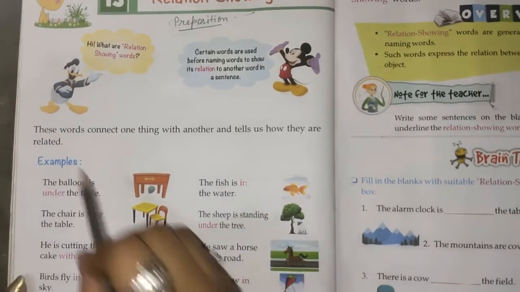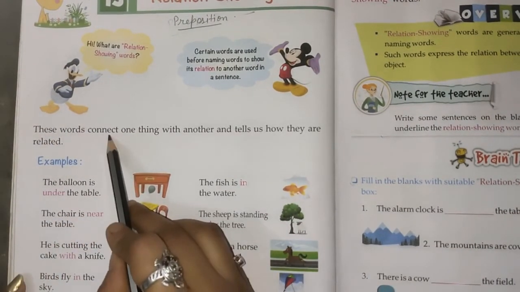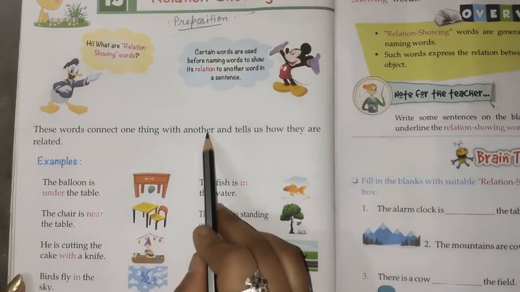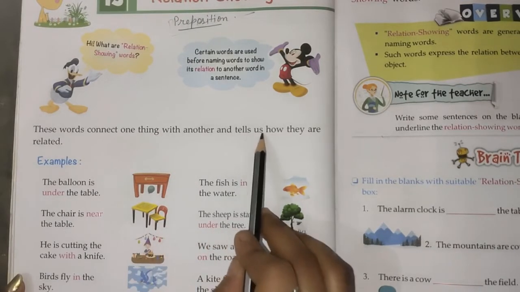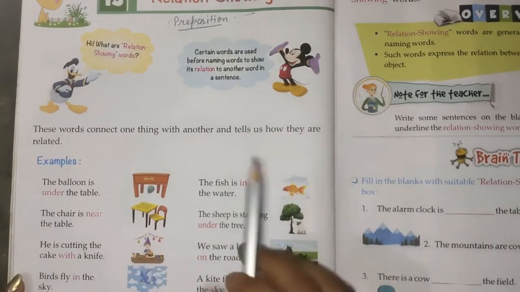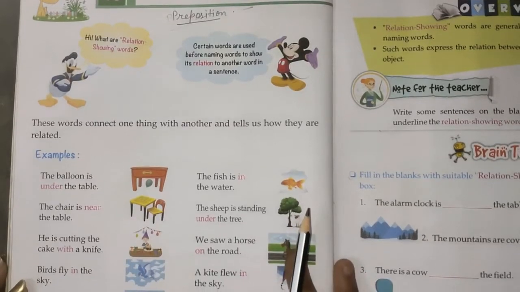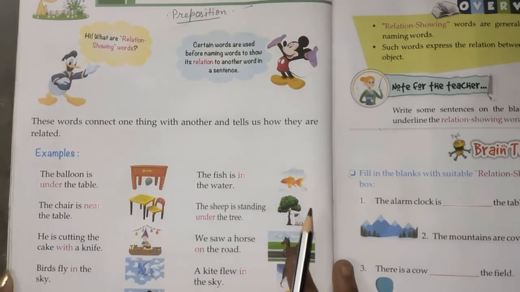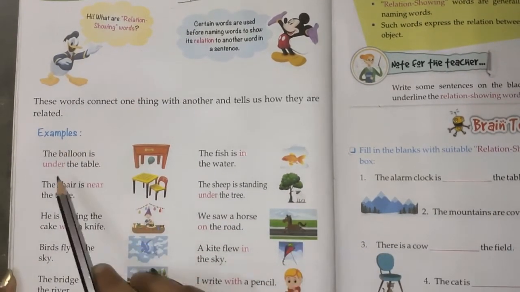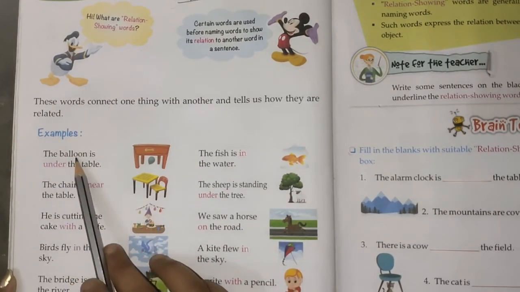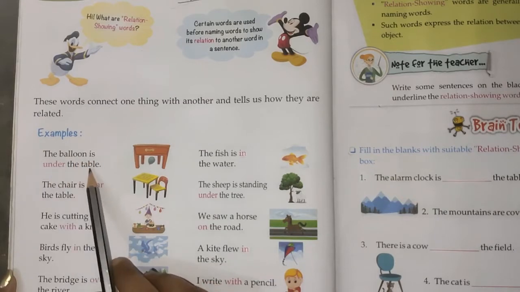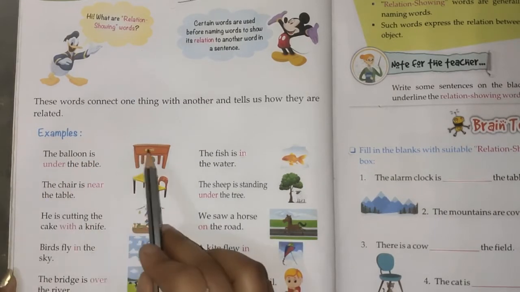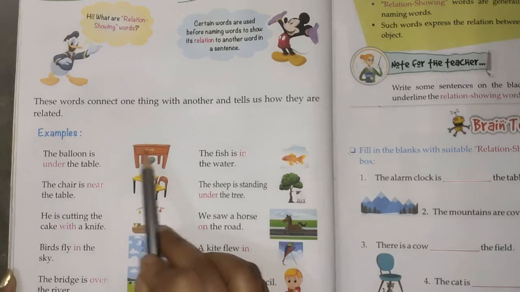Okay. These words connect one thing with another thing and tell us how they are related. Okay, let's read the book. Example: the balloon is under the table. So in this, as you can see, a picture is given here. The balloon is under the table.